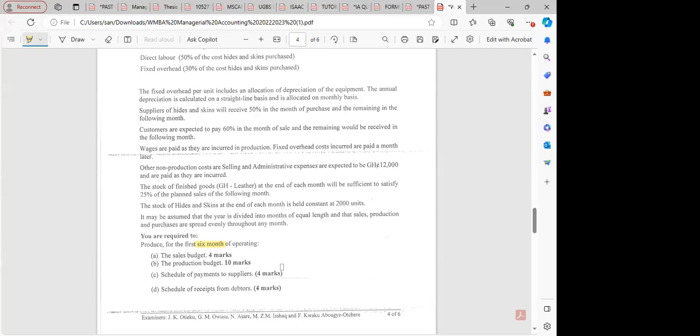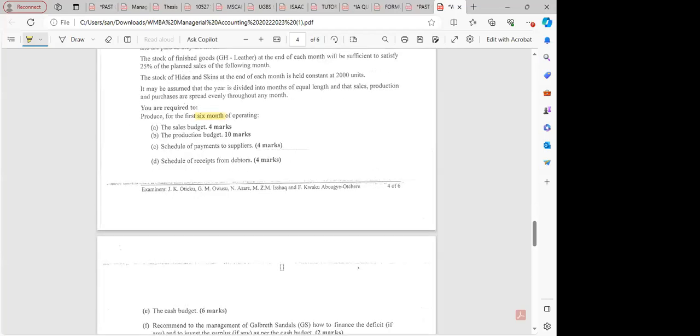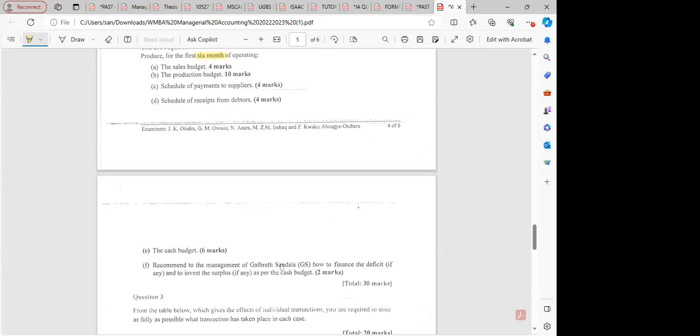The budgets that we are preparing for the 6 months to June, that's the requirement of this question under consideration. Which budgets are you preparing? You are preparing 1, sales budget, 2, production budget, 3, schedule of payment to suppliers, schedule of receipt from debtors. Debtors are the same as customers, don't forget. Anyway, then we have E, require the cash budget. F here says that recommend to management of Gilbert and Sandals how to finance the deficit, if any, and how to invest the surplus, if any, as per the cash budget. So this is the question before us.